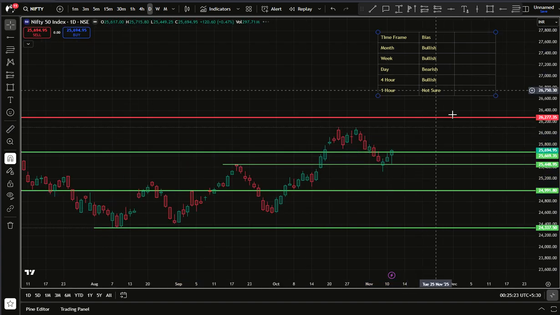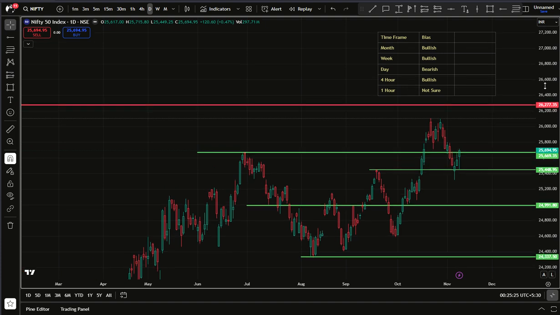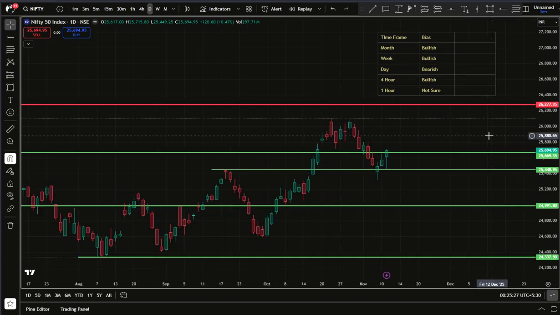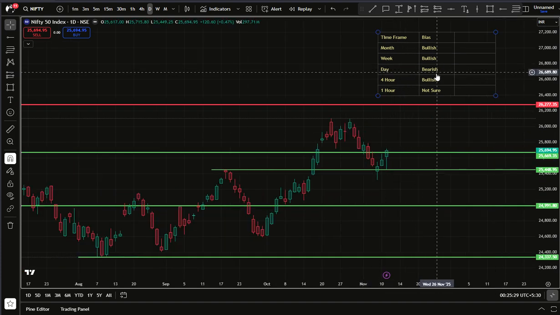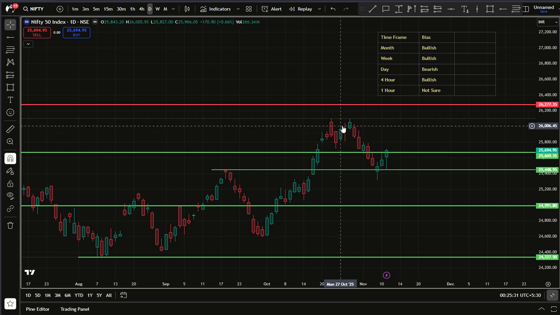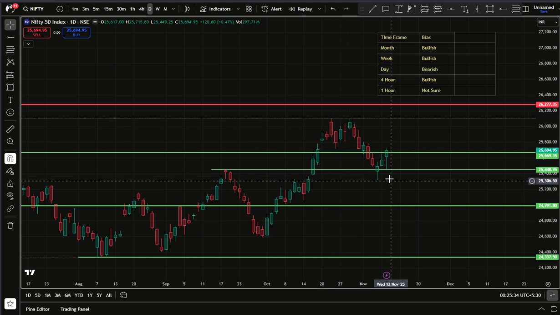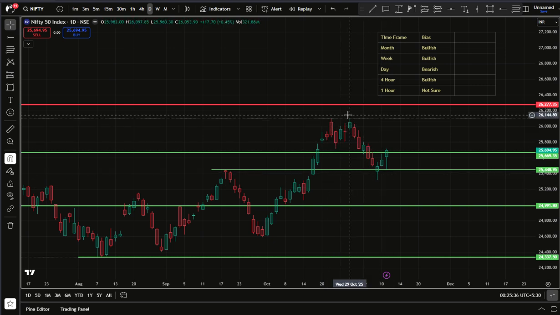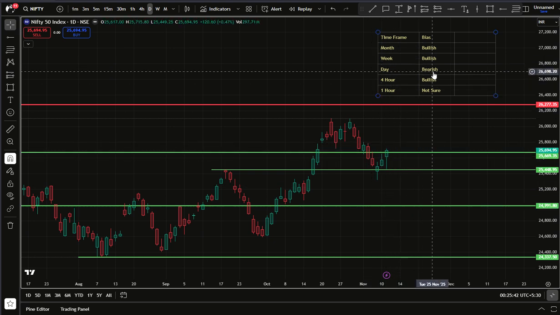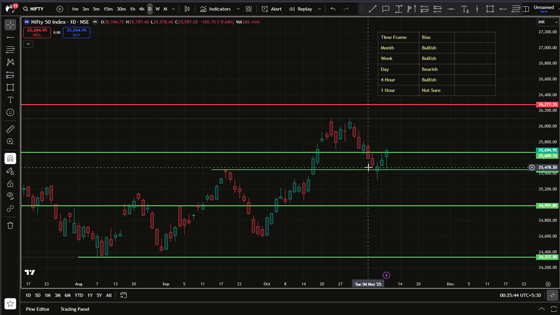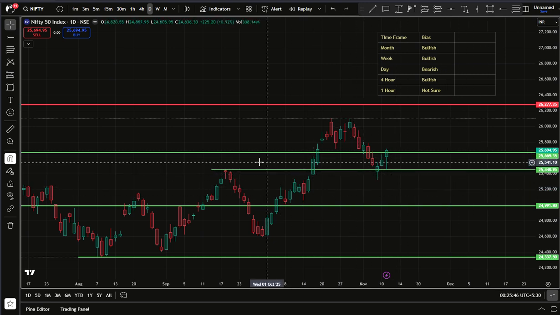Now go to the daily time frame. In the daily time frame, it was bearish yesterday, so let's see how it is today. It is still bearish. We do not change it unless it makes a higher low. So let's keep it bearish. At least it looks like it has taken support of this beautiful level.